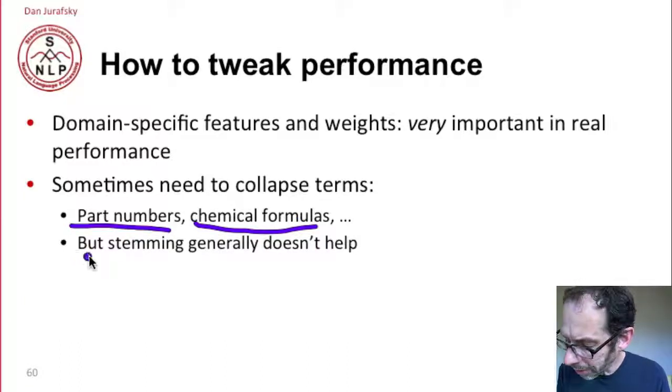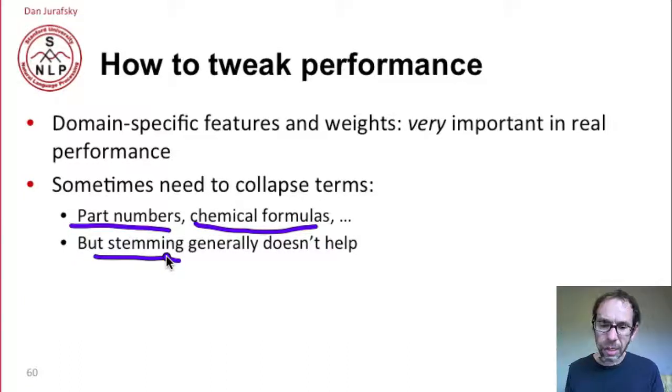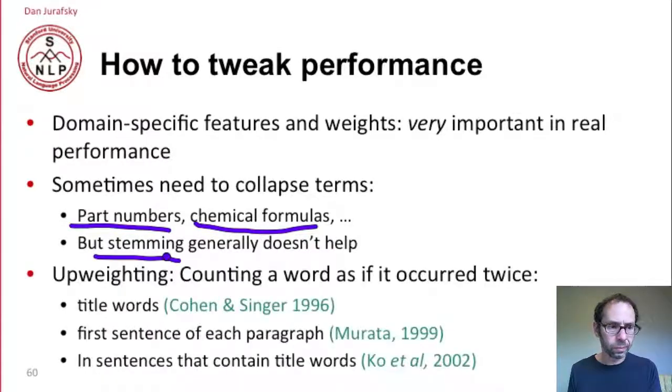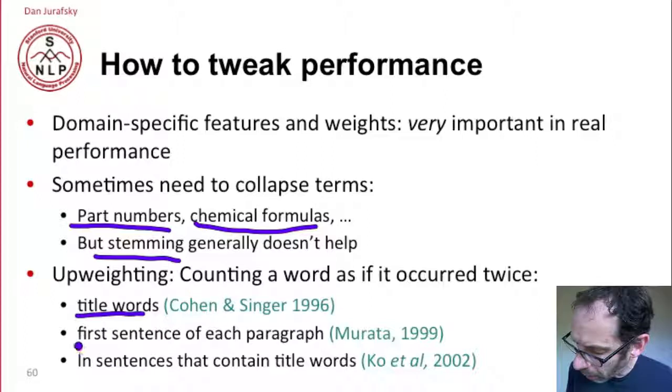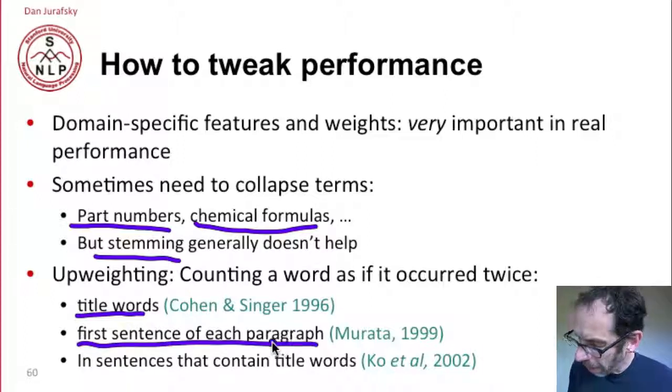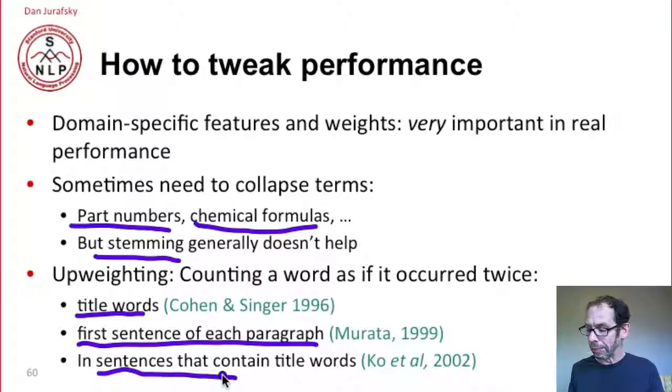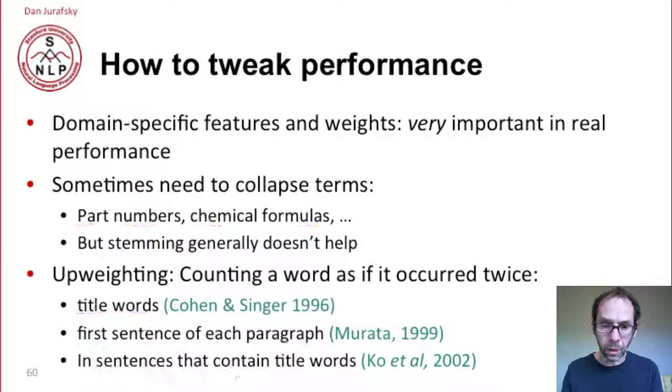But other kinds of collapsing, such as stemming, generally doesn't help. So you have to know about whether you need to collapse terms or not. It's also very important to upweight. Upweighting is counting a word as if it occurs twice. And so often we upweight title words, or we might upweight the first sentence of each paragraph, or sentences that have words that occurred in the title, we might upweight all the other words in that sentence, and so on. So these are small ways that can help in tweaking performance.